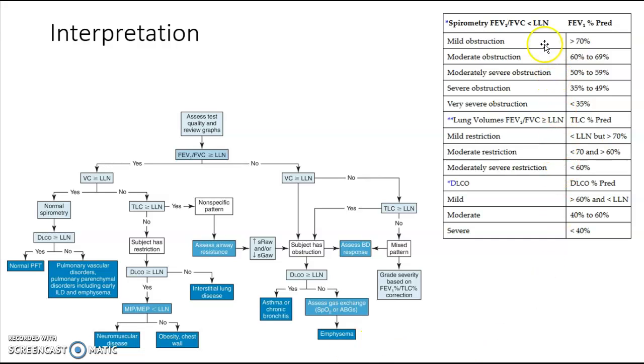And then here is just an example of data and the predicted values that you can use to quantify the severity of obstructions or whatnot. For example, if the FEV1 is greater than 70% of the predicted, then it's a mild obstruction and so forth. So these are just kind of good references for you.